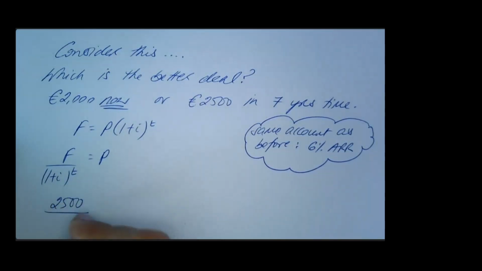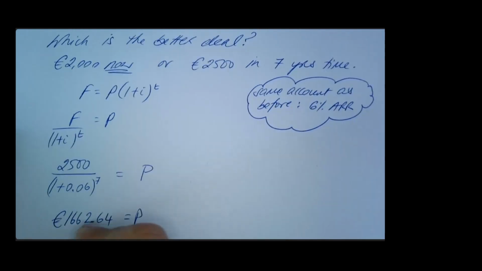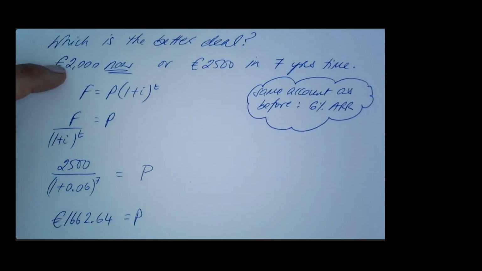So a future value of 2,500 with an option of putting it in an account to earn 6% for 7 years would give me a present value of 1,662.64. So it's quite clear that taking 2,000 euros now, I'd be better off.